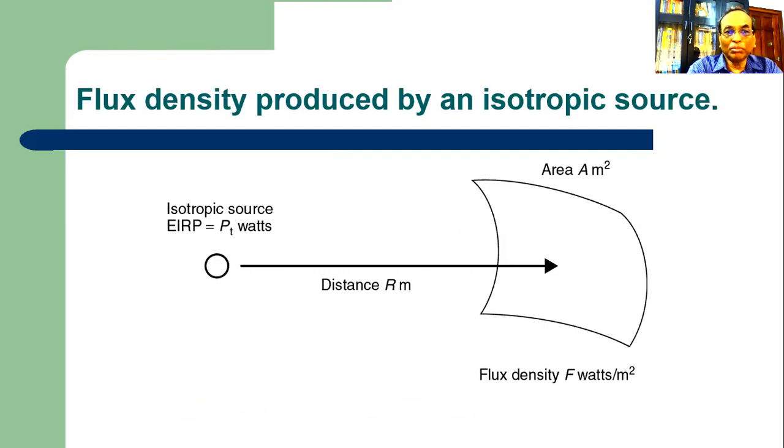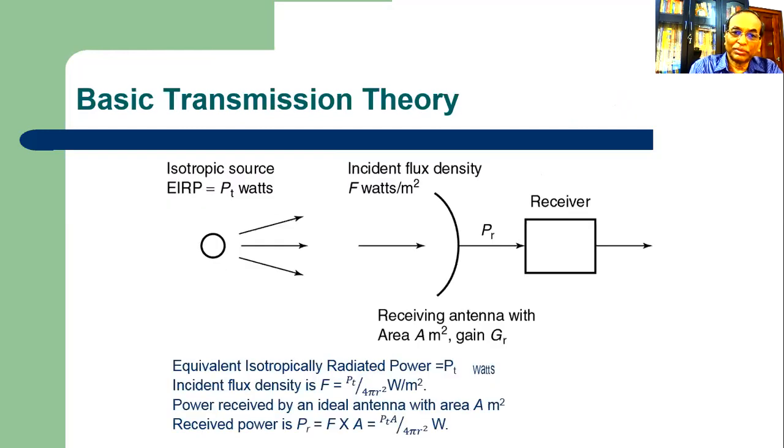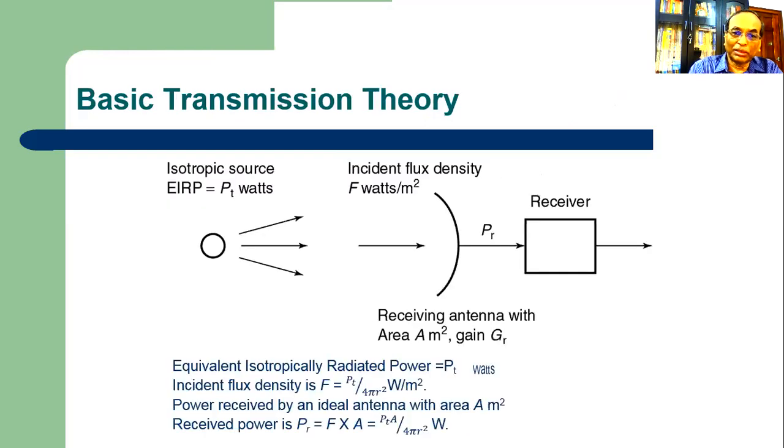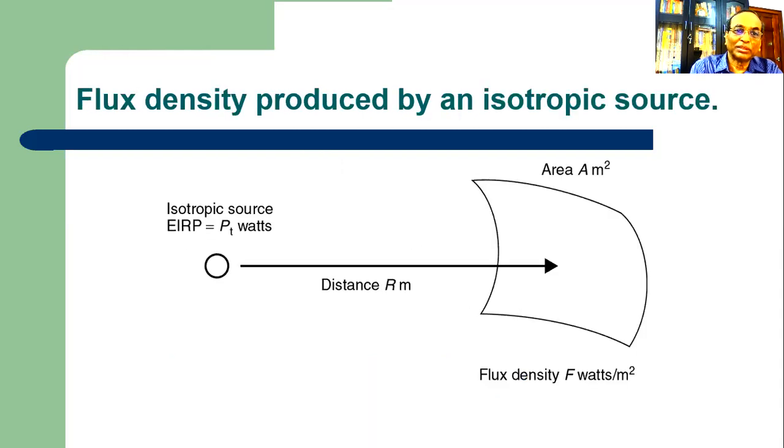This is the same scheme. The equivalent thing is shown. This area is A square meter and the flux density F one can calculate as PT by 4 pi r square, and the total power received equals F into A, equal to PT A divided by 4 pi r square. So the source is an isotropic source, an equivalent isotropic source.